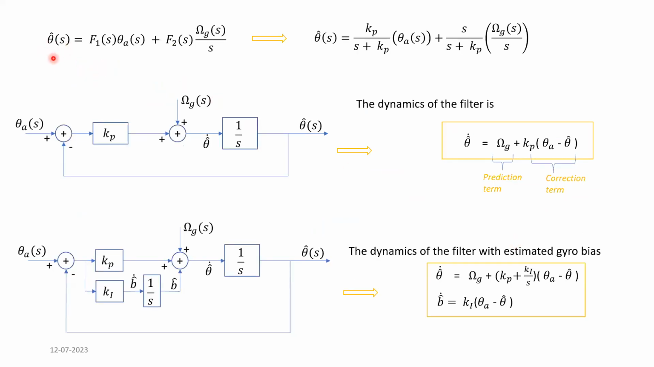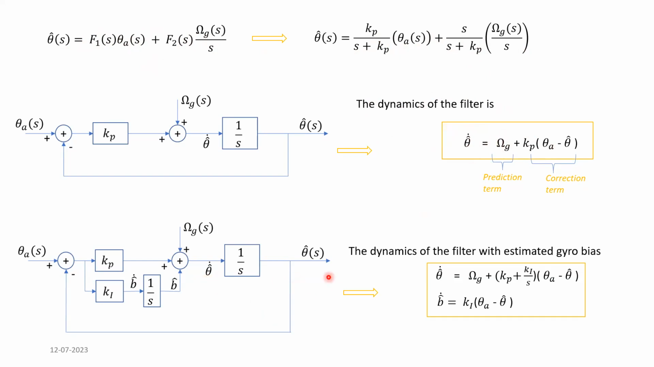So theta hat, the combined estimated value, will be something like this. I'm just adding the two transfer functions, and we'll get it in this form. Then converting from the Laplace domain into the time domain, we can get it in this form. This is the dynamics of the filter. Okay.